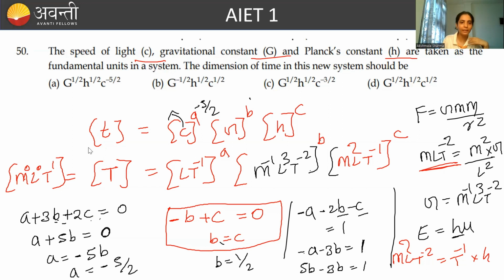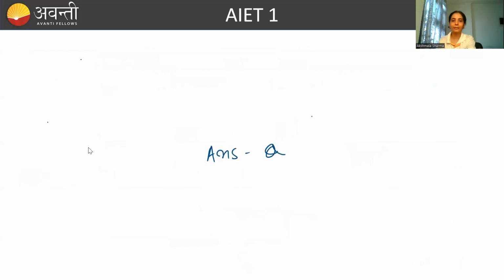जी का कितना पावर जाएगा? 1/2. एच का पावर 1/2. सो एच का पावर 1/2, जी का पावर 1/2 और सी का पावर -5/2. सो ए इज द करेक्ट आंसर. ओके, सो दिस वाज ऑल फॉर दिस टेस्ट.